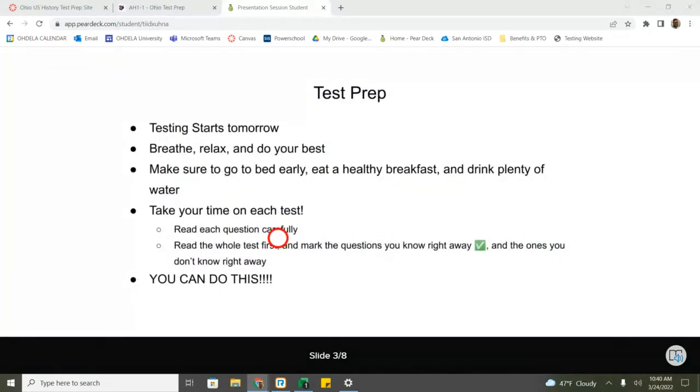All right, so here's a little bit of test prep, guys. As we said, testing starts tomorrow, okay? Most important thing before you guys take these tests is just breathe, relax, and do your best, okay? Just do your best. Make sure you go to bed early. Make sure you eat a healthy breakfast. Make sure you drink plenty of water.